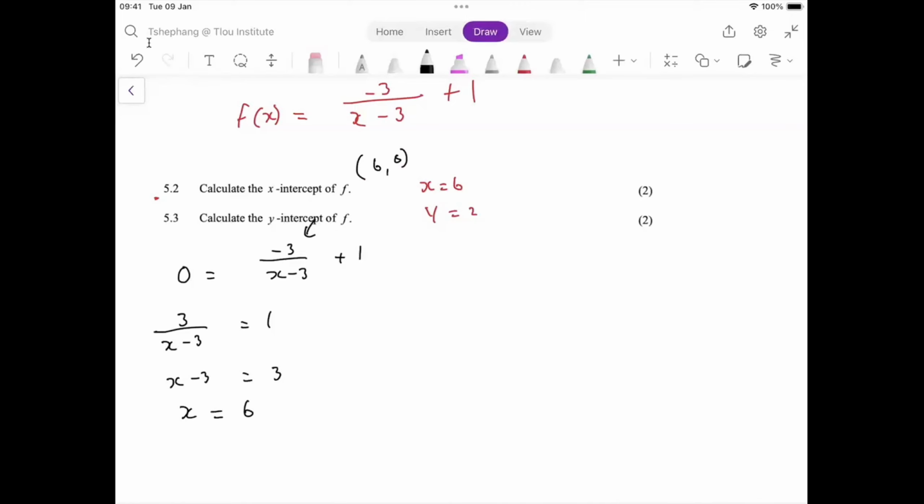Now for the y-intercept, we make x 0. So y is equal to negative 3 over 0 minus 3, plus 1. And that's just going to be calculator work, but negative 3 divided by negative 3 is positive 1, plus 1, we're going to get 2. So here we have 0 and 2. And that's how we found those intercepts. A very easy problem there.